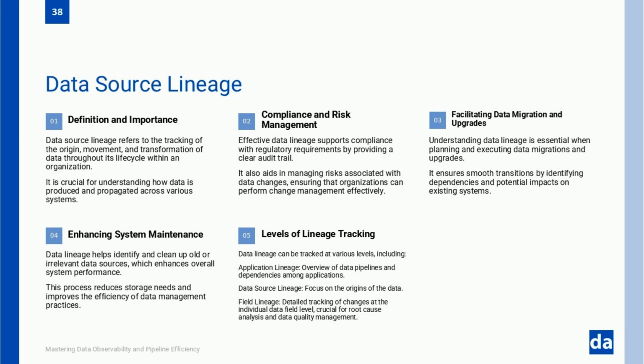Levels of lineage tracking. Lineage tracking is often layered for deeper insights. Application lineage tracks dependencies among applications. Data source lineage focuses on the data's origin. Field lineage tracks individual data field changes for root cause analysis. Layered tracking adds depth to your data insights. It's like peeling back the layers of an onion, but without the tears.